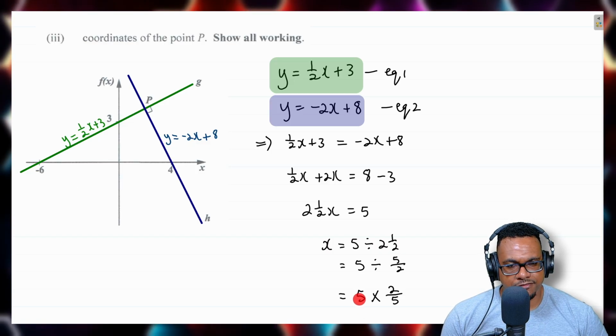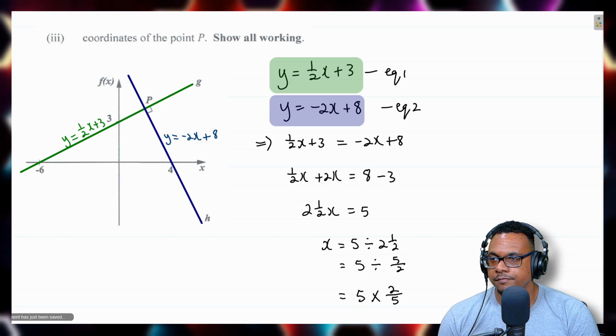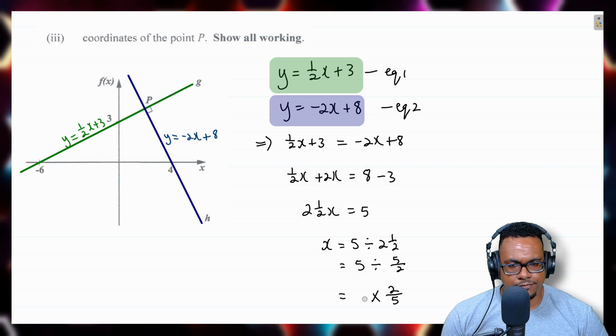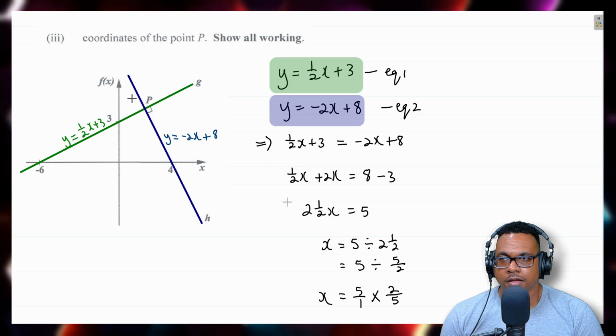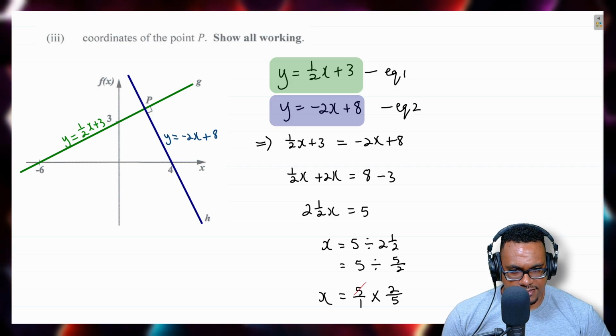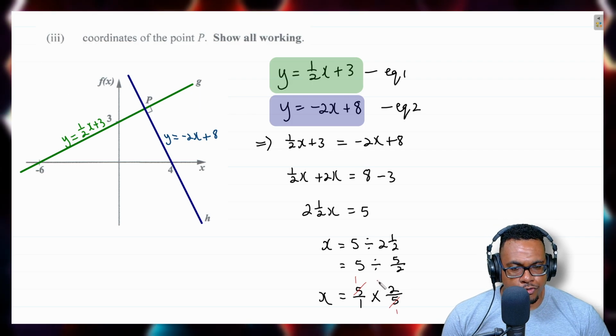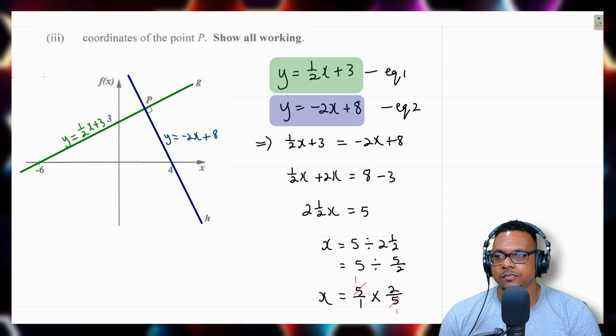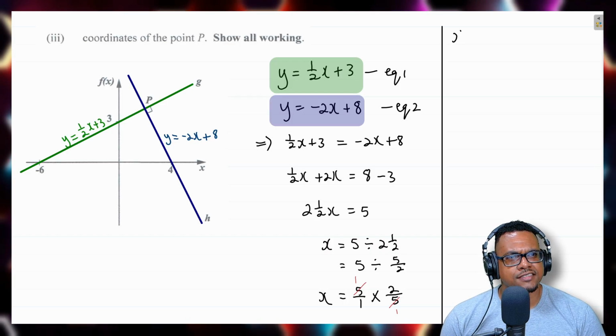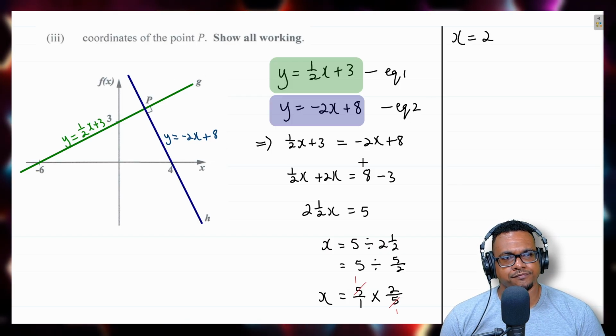I could simply put this 5 over 1 and we could cancel. So I'll do that. I'm writing the 5 over 1 like that. So that's equal to x. And this 5 will cancel this 5. 5 into 5, 1, 5 into 5, 1. And all we remain with is 1 by 2 over 1 by 1. So the answer is just 2. So we're going to have x is equal to 2.